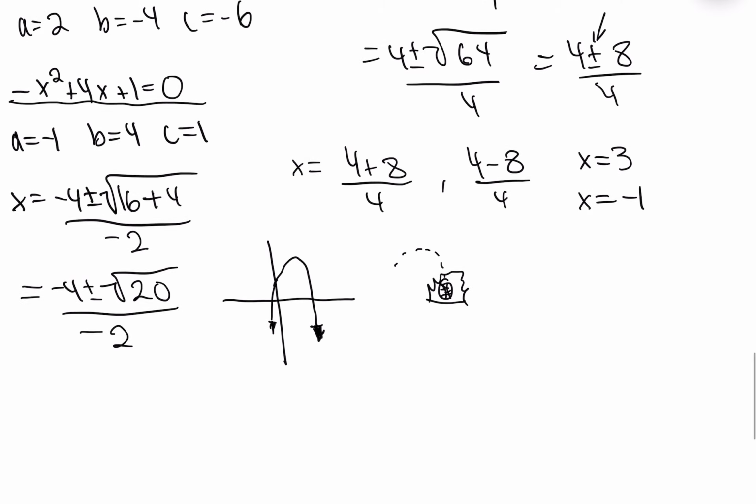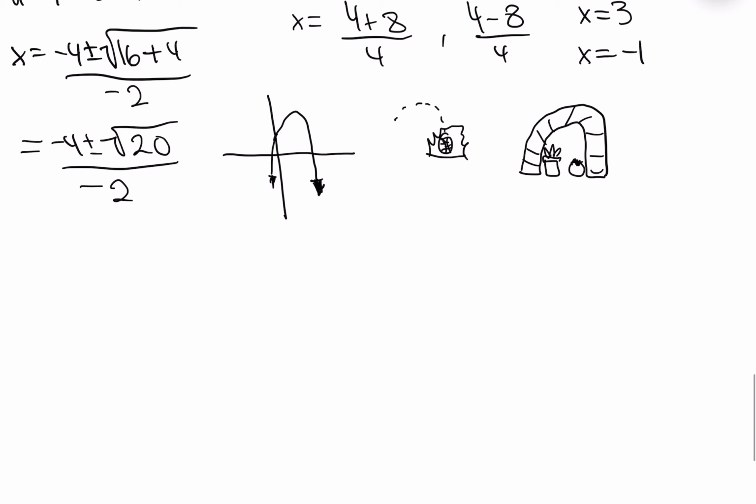And this isn't only applicable with basketballs. It's also applicable in business, in optimization, or in architecture. Let's say we have an archway. The quadratic formula is used here. Now, personally, I would love an archway into a garden and have some plants here, but let's move on.